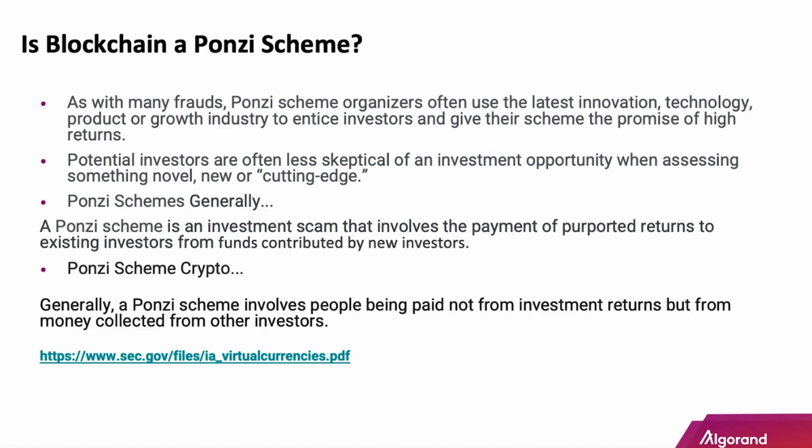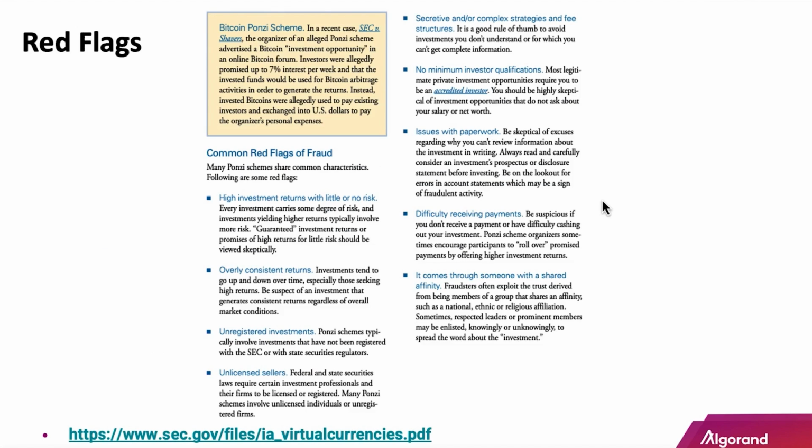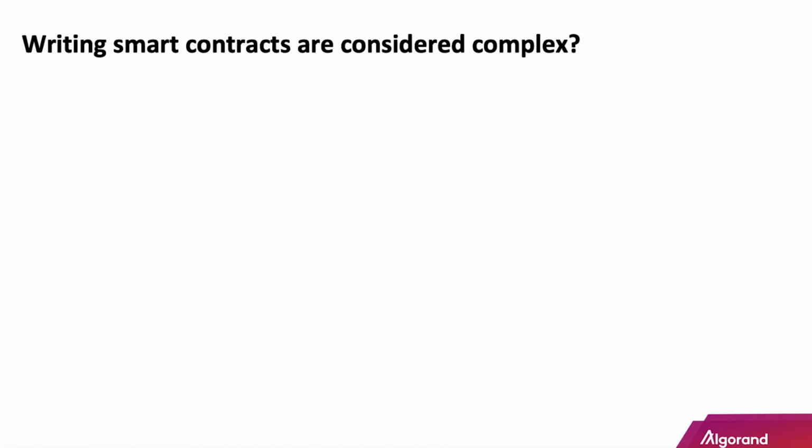And there's a great government website to help you determine some red flags. This really goes for any case, even non-blockchain investment scenarios. It happens everywhere, so it's up to you as an investor to have the education to detect these things. One is high investment returns with little or no risk. Too good to be true, as my mom used to say. That's it in a nutshell. Then overly consistent returns, unregistered investments, and so on. I'm going to give you a link to this deck at the end, so you'll have all of these links to follow up on.